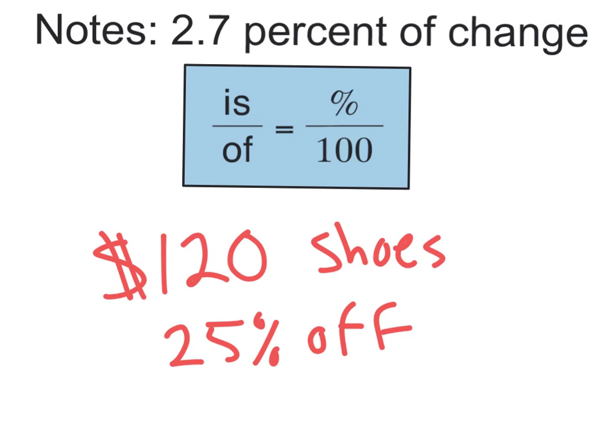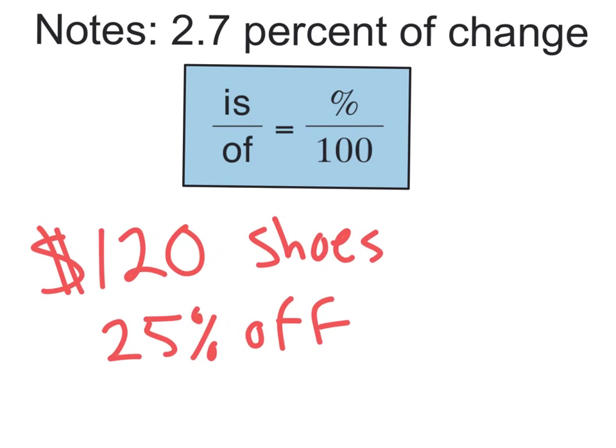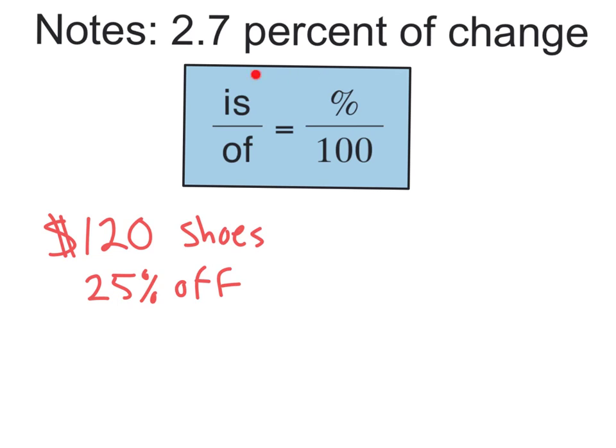So the way to figure out how much your discount actually is going to be, you first have to calculate. You want to know what the discount is, right? Of the original price, $120. You don't know the discount. You know that it's 25% off, but you want to know what the exact discount is off of the $120. So you don't know what the discount is, but you do know the original price, $120.